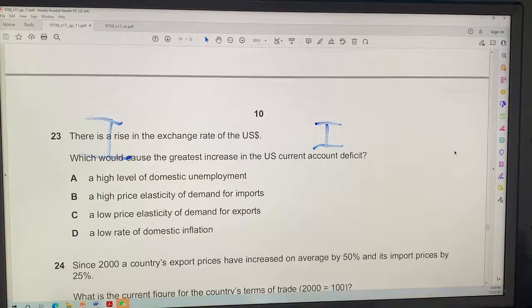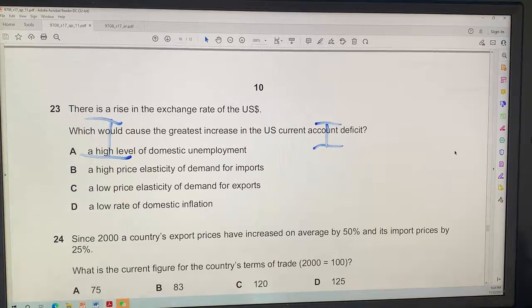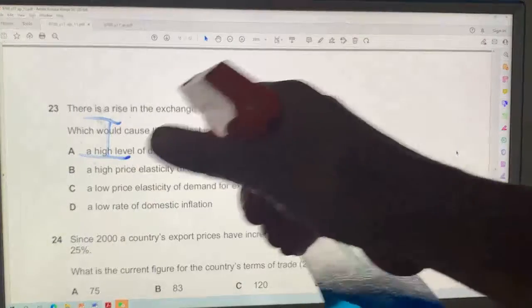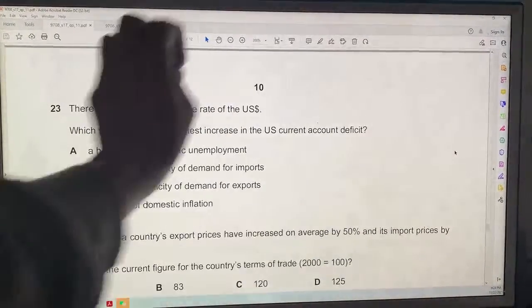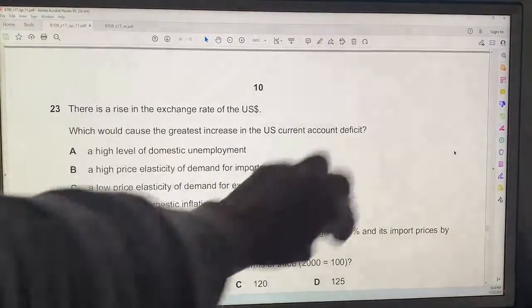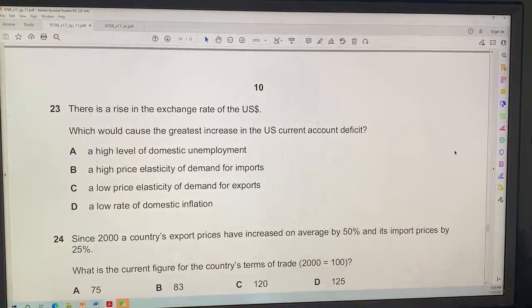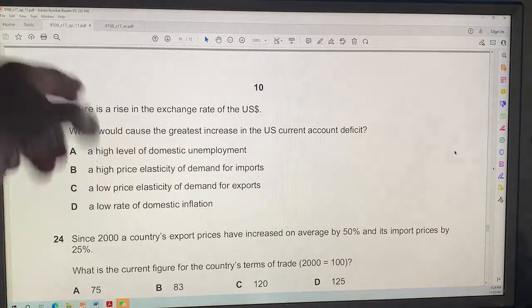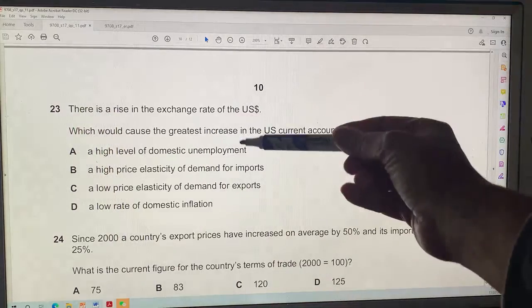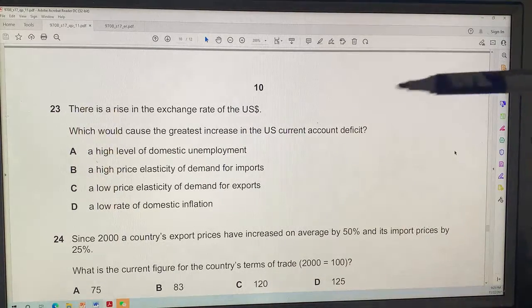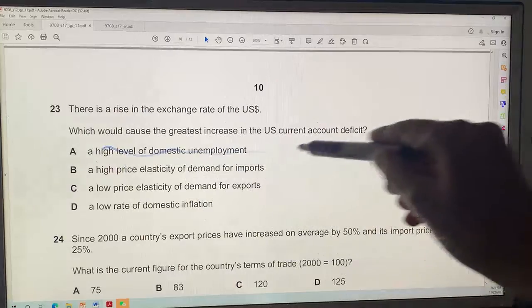How about 23? There's a rise in the exchange rate in the U.S. That's actually bad, but that's bad for exports, right? Let's see. So what would cause the greatest increase in the U.S. current account deficit? There's a rise in the exchange rate, so the dollar is stronger. What would make this worse? High level of domestic unemployment. I don't see a relationship there.